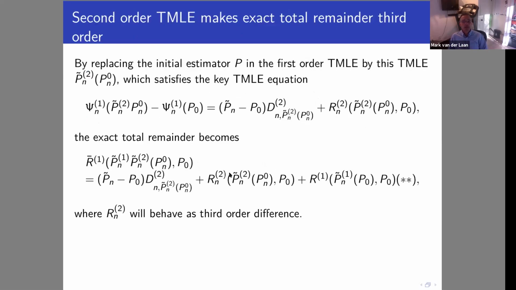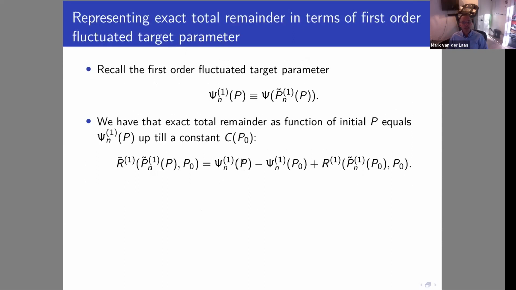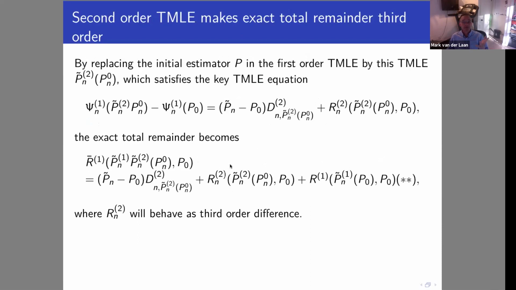And so formally, what happens, if I now replace here psi n1 P by a TMLE of this, then this whole thing starts behaving like a TMLE. So that means it behaves like we know with TMLEs, right? We have this key identity. We then know that the psi n1 of its TMLE minus psi n1 P0 behaves like this empirical process of the second order efficient influence function plus an exact new remainder, the remainder for that parameter, which actually happens to be third order.